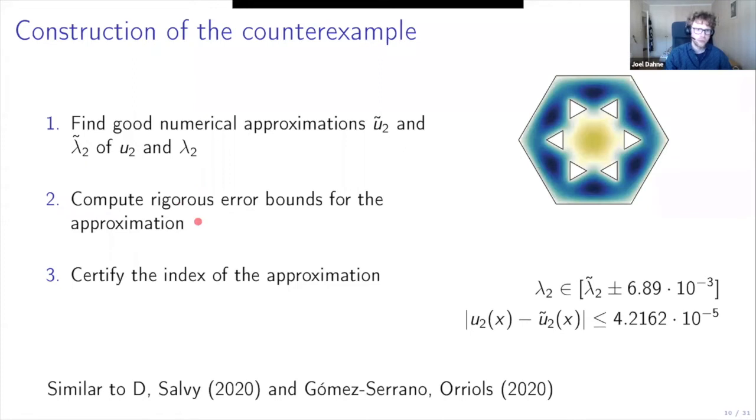Then we need to compute rigorous error bounds for this approximation. So we will need error bounds for the eigenvalue. We'll get some enclosure which we prove contains the eigenvalue. But we will also need L infinity bounds. Since we want to prove something about the nodal line, we need to evaluate the eigenfunctions. We need L infinity bounds as well. And this we will also be able to get.